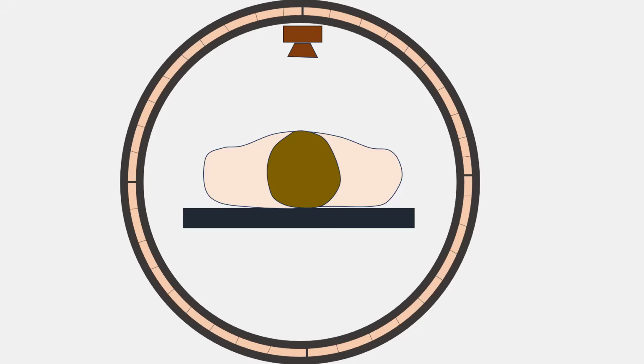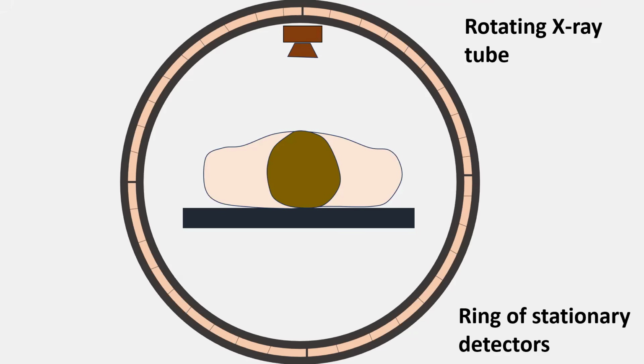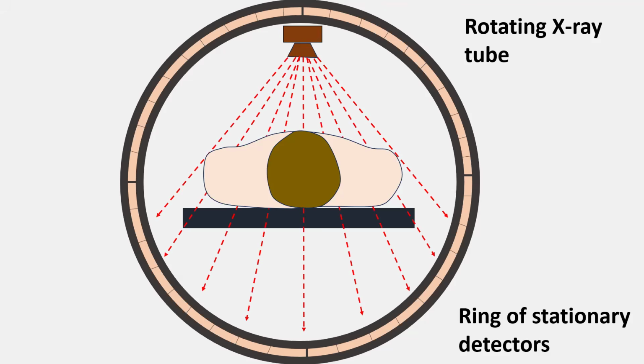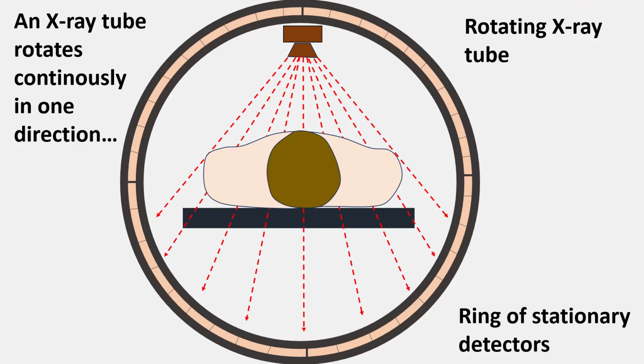So this is a nice drawing I made. What are the main components of the CT machine? Well, we have the central table on which the patient is positioned, and in the gantry we have the rotating X-ray tube, but also present in the gantry are a ring of stationary detectors. The X-ray tube emits X-rays, photons, and the energy of these photons is detected by the stationary detectors present in the gantry. Now, the X-ray tube moves continuously in one direction.